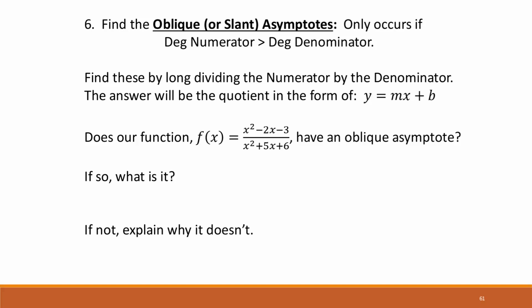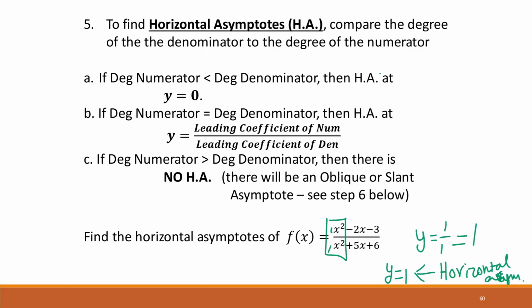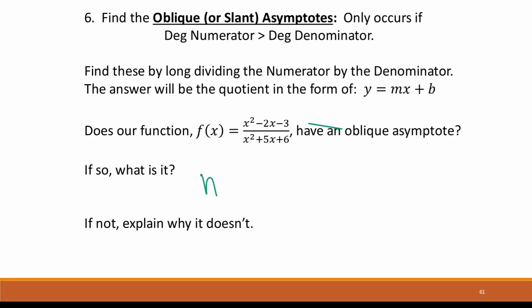The last is if there's an oblique asymptote. You only have an oblique asymptote if you do not have a horizontal asymptote, so if the numerator's degree is greater than the denominator's degree. We see that when we looked back here, this is when you don't have a horizontal asymptote. We have a horizontal asymptote, so we don't need to worry about this. We have no oblique asymptote because 2 equals 2. So 2 is not greater than 2, right? It's the same degree.